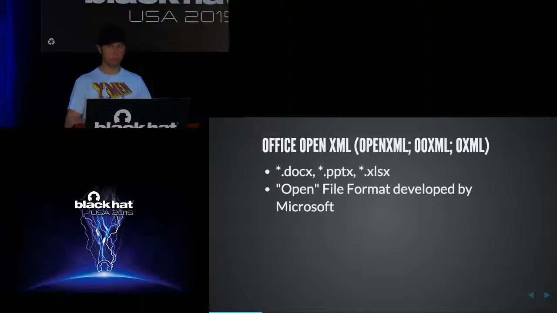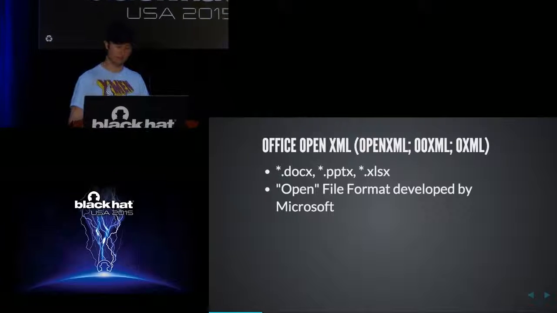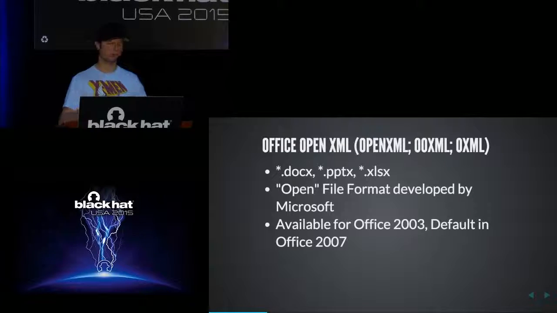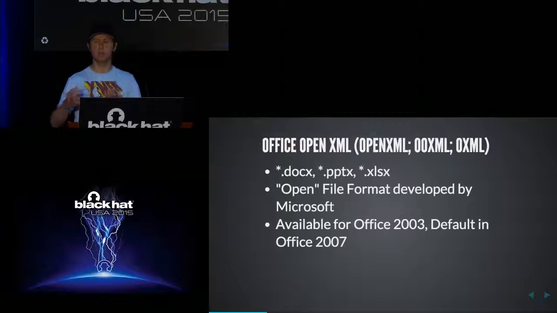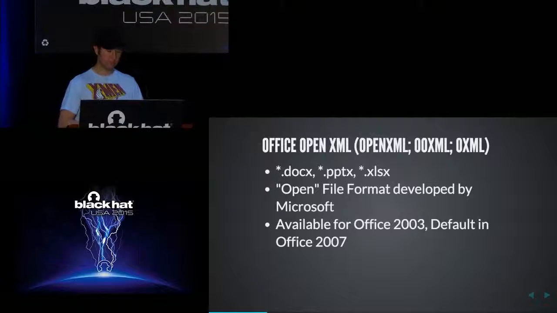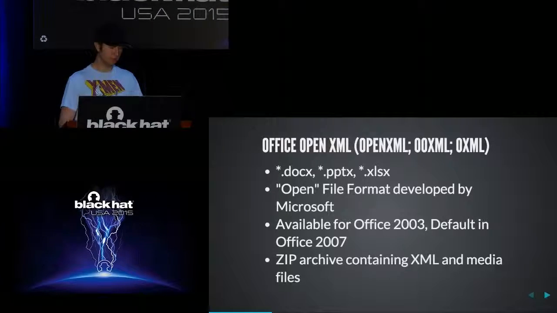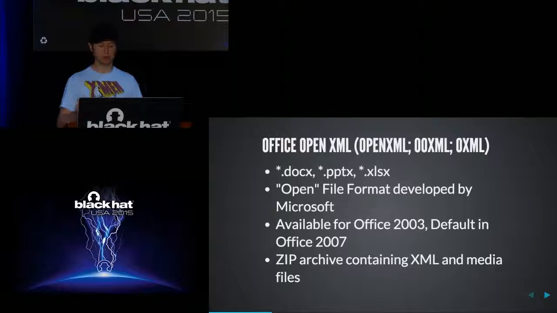It's broken up into 4 parts. They're pretty extensive. Part 1 is 5,000 pages long. It's basically an encyclopedia of the format itself. The goal of having it open was to create interoperability. Before this, it was .doc and .rtf. By making it open, the hope was to have other people developing software to open it up and allow people to analyze or use these documents. It was available for Office 2003, became the default in Office 2007, and now it's pretty much the standard. The format itself is basically just a zip archive containing XML with media files inside of it.